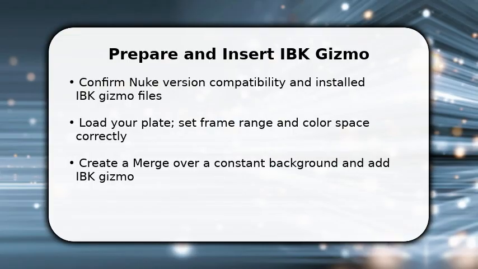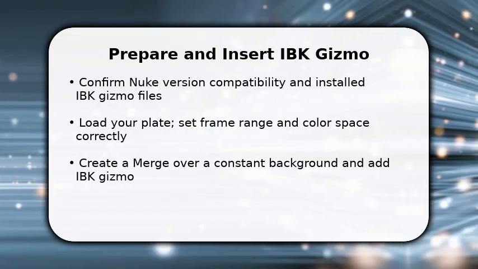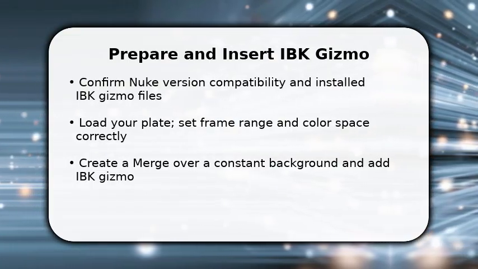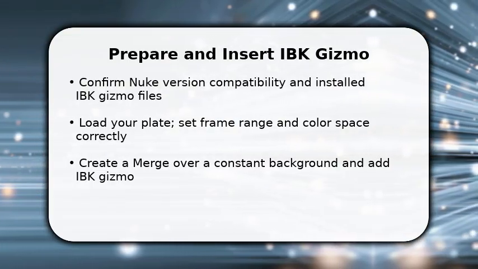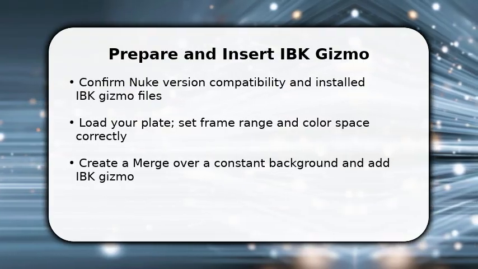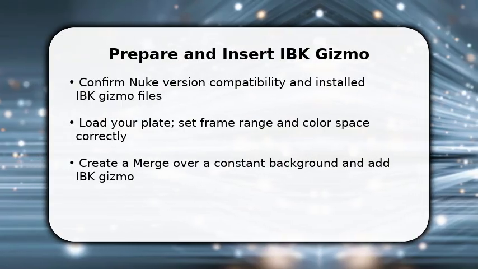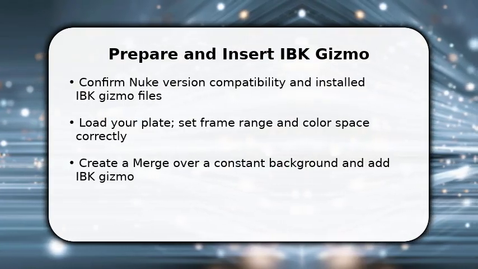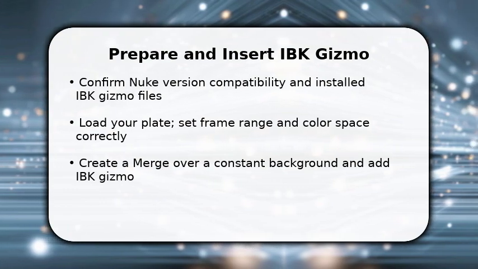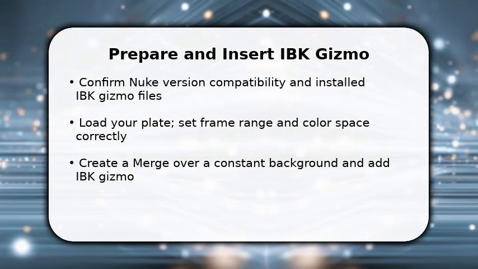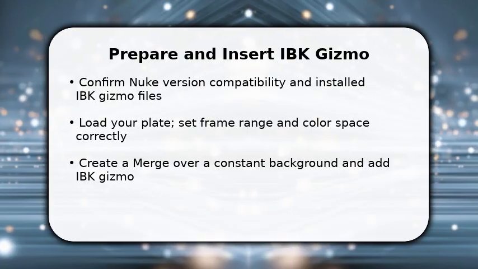This avoids unwanted shifts. Once done, create a constant or merge node as a clean background and insert the IBK Gizmo into the node tree between plate and background. You do this now to capture correct matte and sampling behavior. Make sure the gizmo is connected to the plate input and viewer so you can inspect early results immediately.